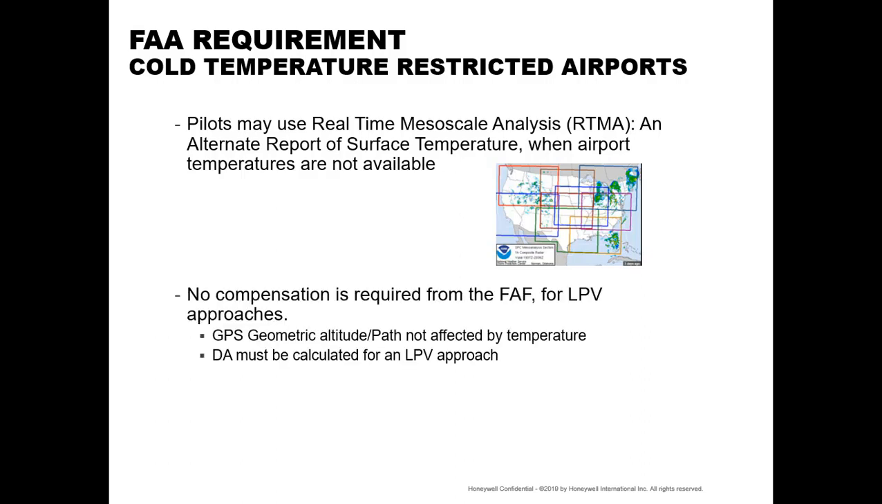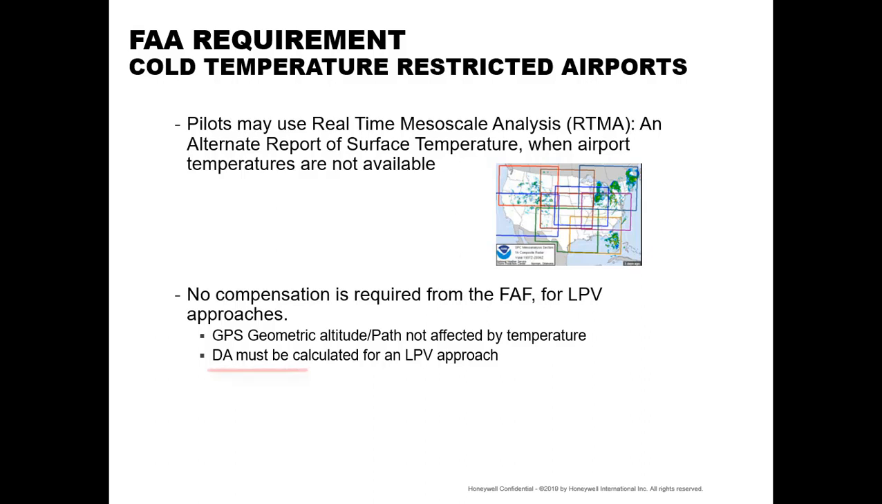RNAV approaches to LPV minimums use a geometric glide path from the GPS which is not affected by the extreme cold or hot temperatures. However, temperature compensation can be used in conjunction with LPV approaches to aid in ensuring that the barometric path to the final approach fix is closely aligned to the LPV path that the aircraft will capture 2 nautical miles prior to the final approach fix.